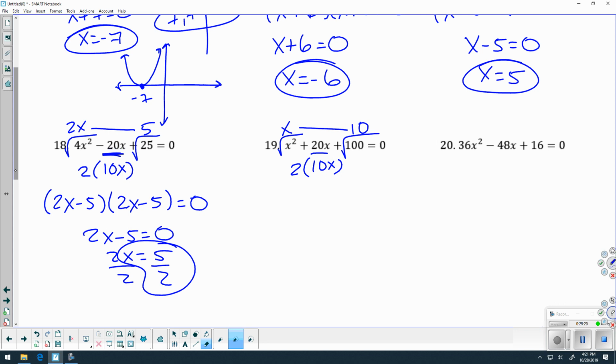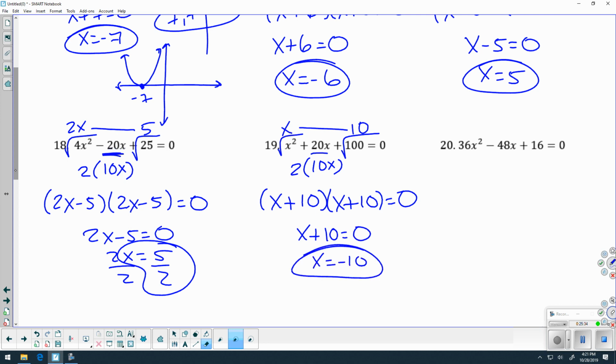It all works out. All right, so the way this one would factor would be x plus 10, followed by another x plus 10. Solving it, set x plus 10 equal to 0. You get one answer of negative 10. And there's your solution. The last one, number 20.